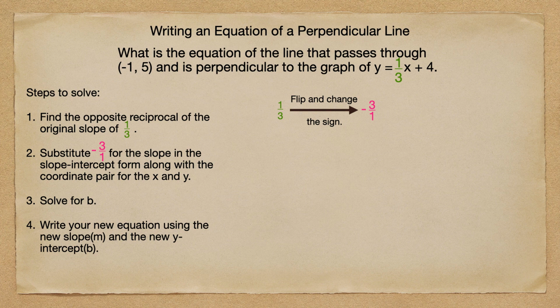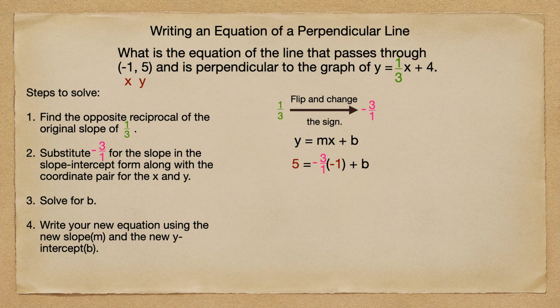We're going to substitute our new slope into the slope-intercept form along with our coordinate pair of x and y, which is (-1, 5). So in place of y, we're going to have 5. In place of m, we're going to have our new slope of -3/1. And in place of x, we're going to have our -1 from the coordinate pair. We then bring down our positive b from the previous equation, and that's what we're going to solve for.